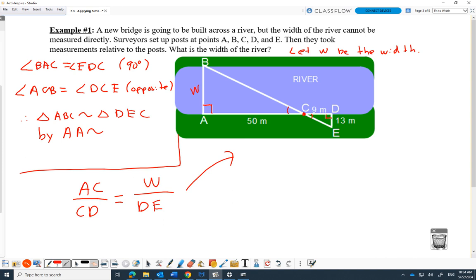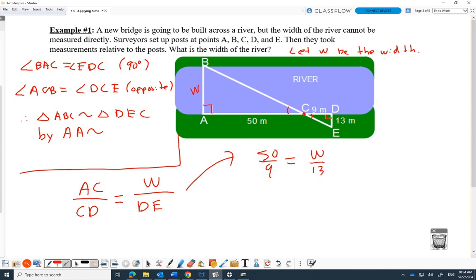They go, listen. And maybe if you've been a little confused about this, maybe the fast version of it, you go, I totally get that. Watch. 50 over 9 equals W over 13. Done quickly, it's like, yeah, of course it does. As long as they're similar, those ratios have to be the same.